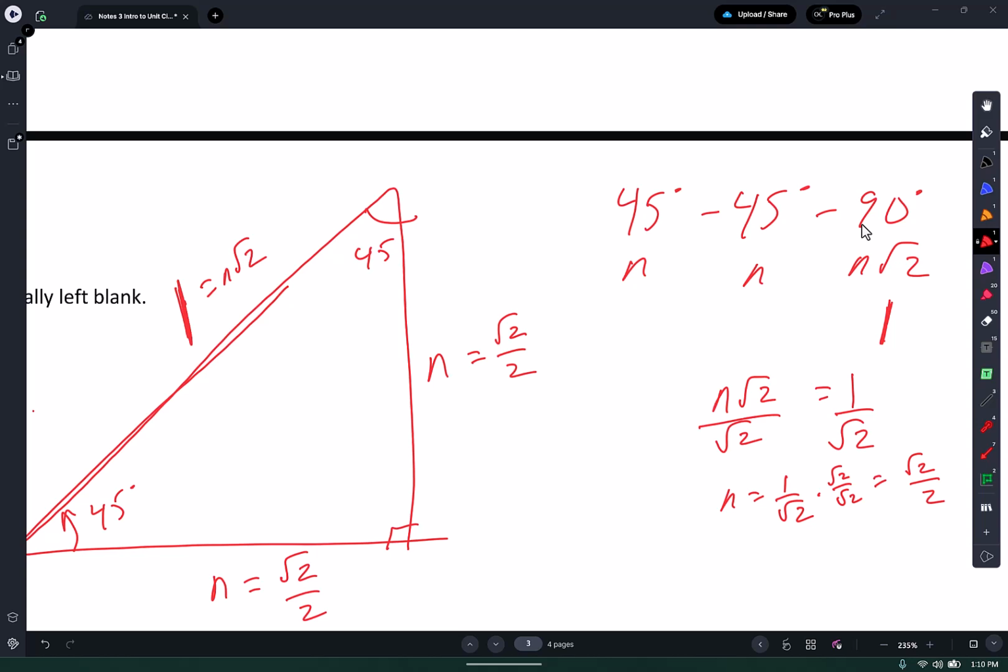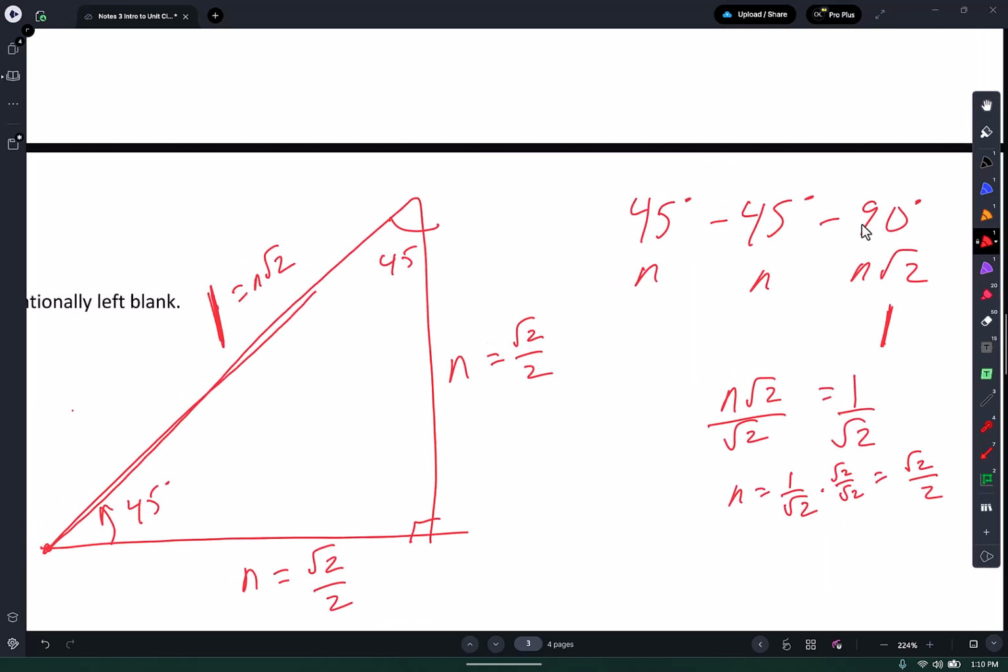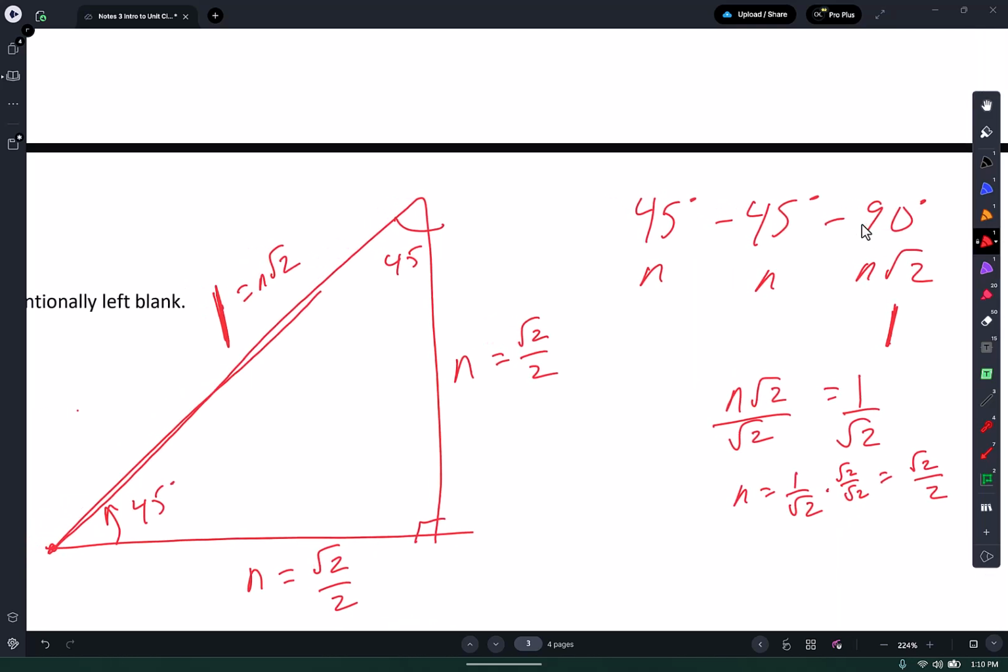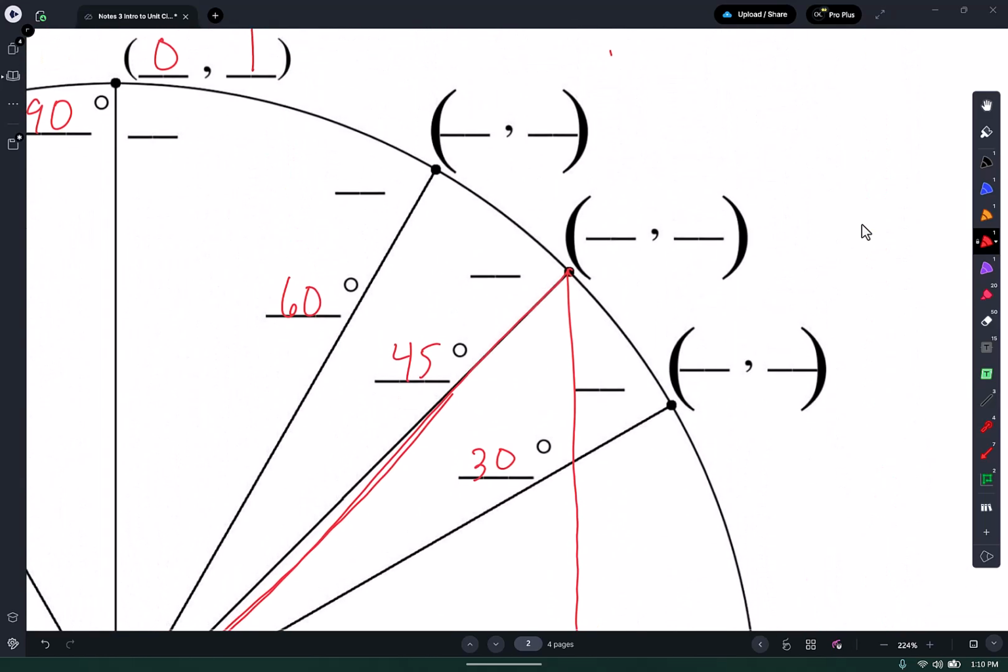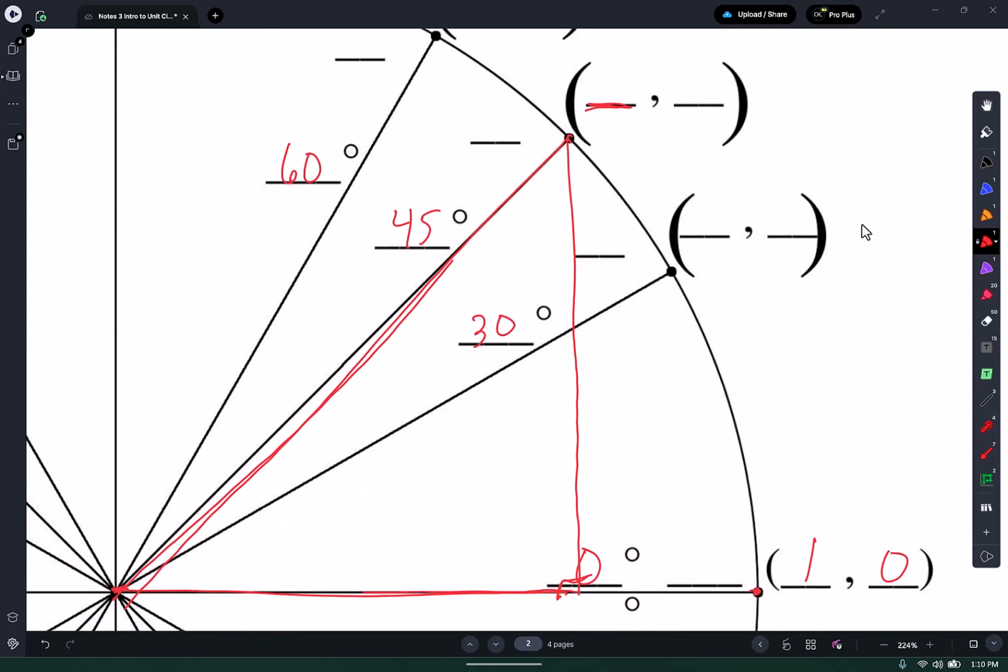Is anyone freaking out? Okay, so what does that mean? On the 45, 45, 90 triangle, this horizontal displacement is square root of 2 over 2. This vertical displacement is square root of 2 over 2. So I come back here, and what am I going to put right here for the x-coordinate? Well, that x-coordinate is this distance right here, which we just got what?